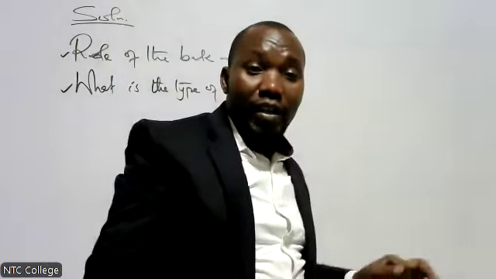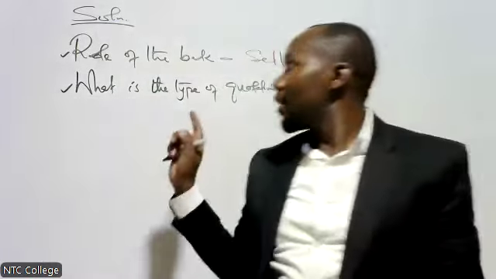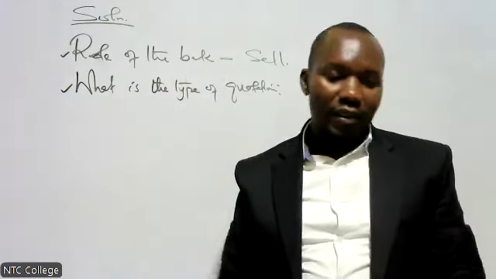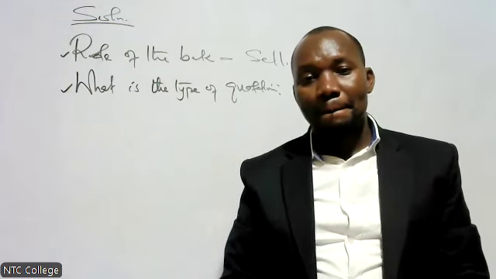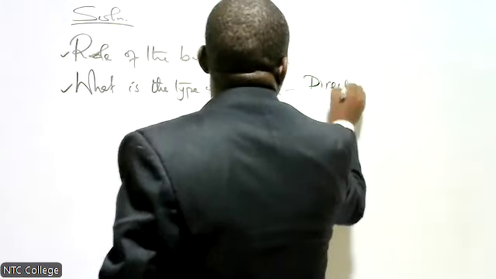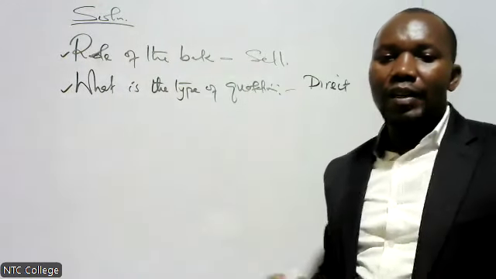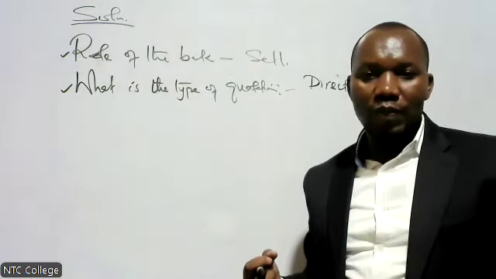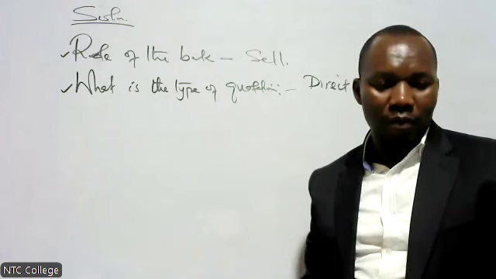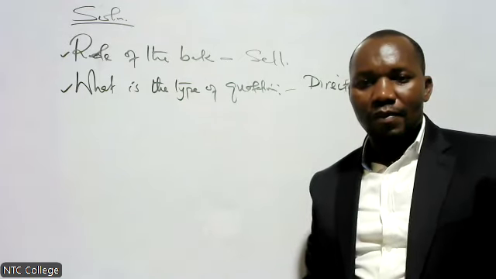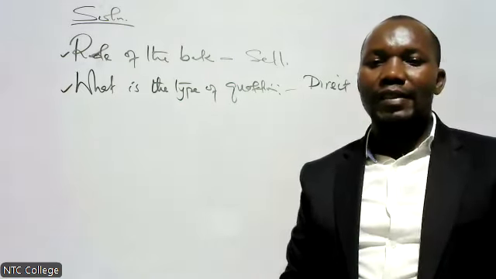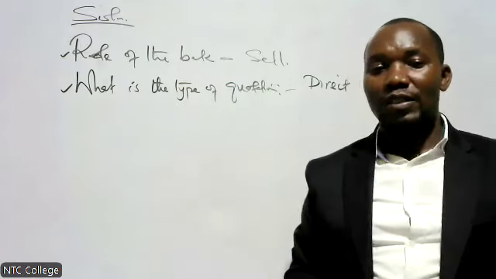Step by step, you look and you reason. So there are two questions that you need to ask yourself. Number one, what is the role of the bank? Number two, what is the type of quotation? Sunday, Professor is saying it is direct. Another person? Okay, another person? Rachel, what is the nature of this quotation? Which type is it?